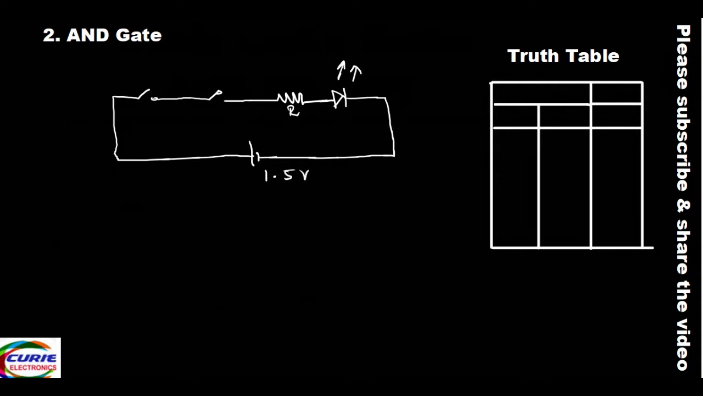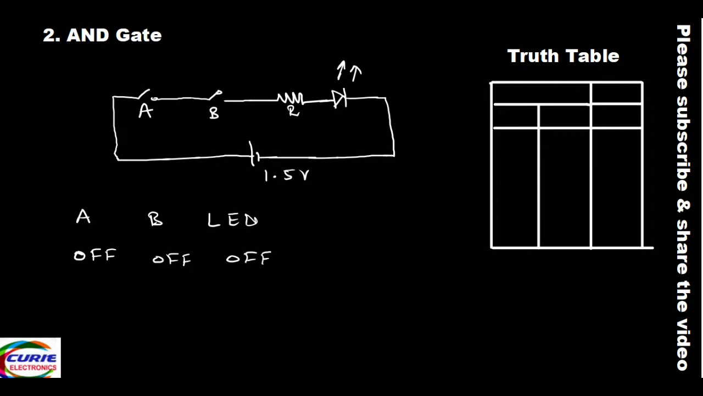Let us take this as switch A and switch B. Similarly, we will write the table. What is the condition of the LED? This is A, this is B, and here is the LED. Now, switch A is off and switch B is also off. What happens? Will the LED get on or off? The LED remains off because the circuit is open.